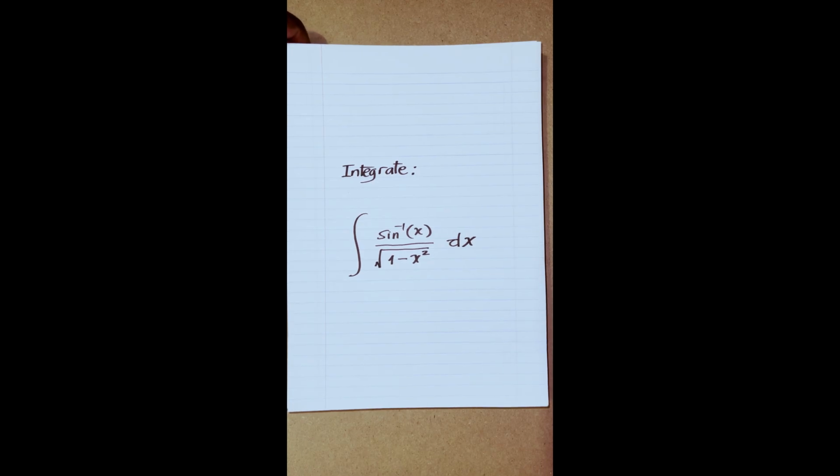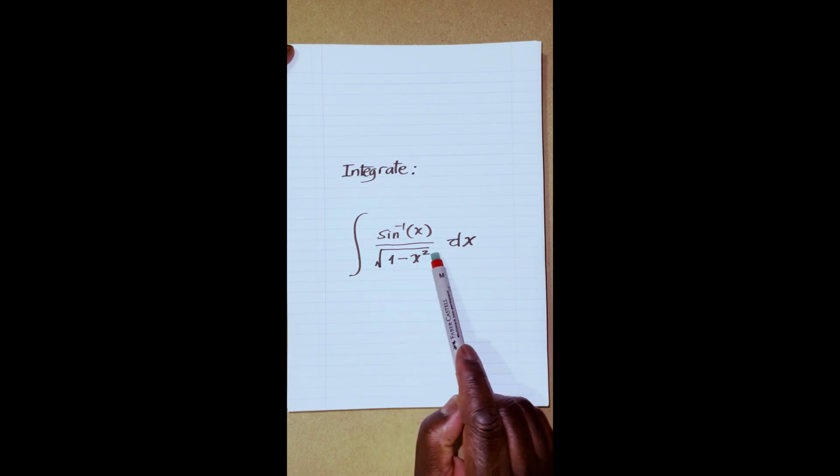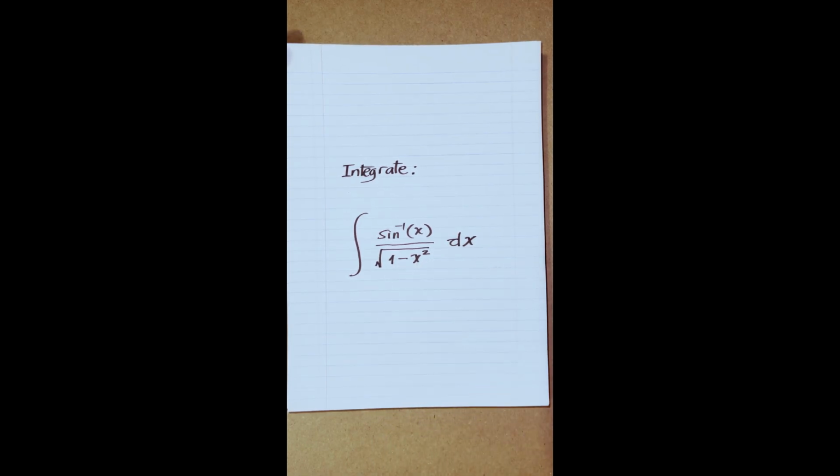In this video I have only one integral to look at. It's the integral of sine inverse of x all over the square root of 1 minus x squared dx. Now the approach is as follows.